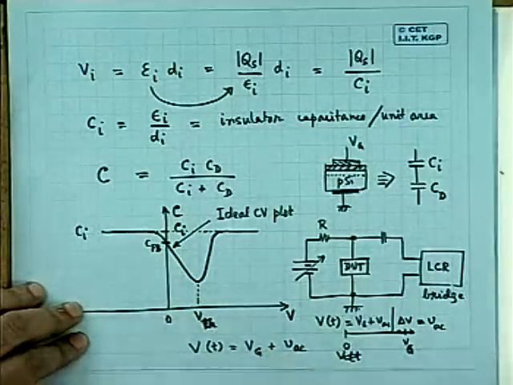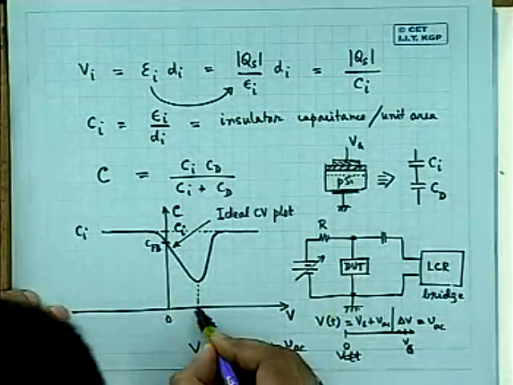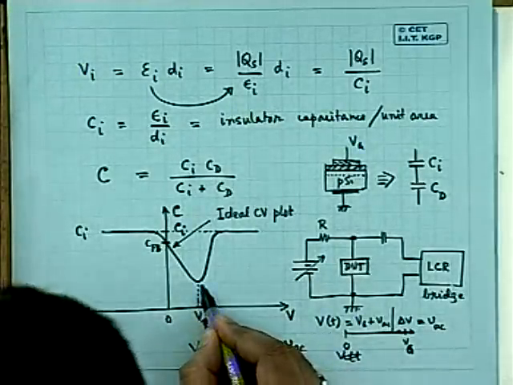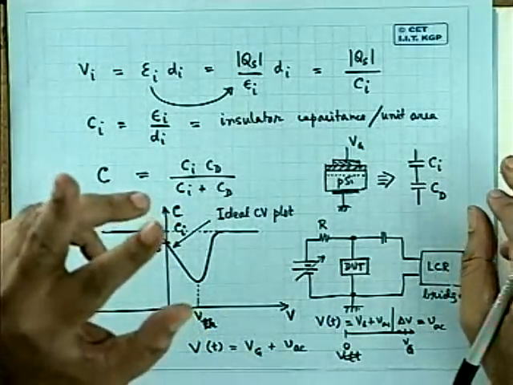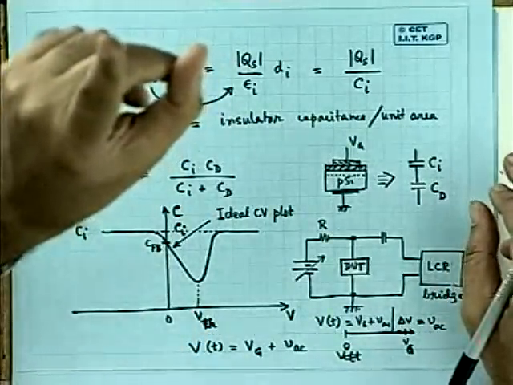This is my threshold voltage. As you come to this threshold voltage and as you exceed it, of course there are two components of charge. One is the inversion charge, the other is the depletion layer charge.